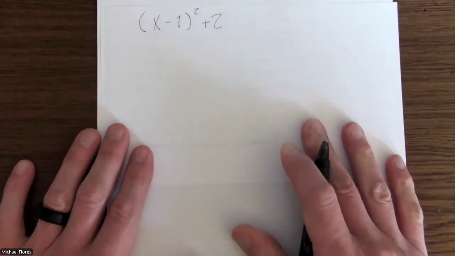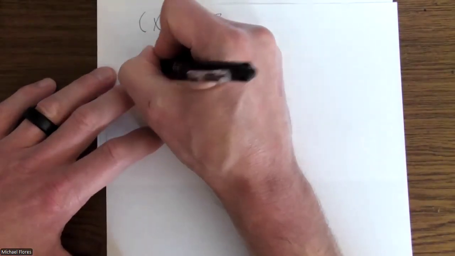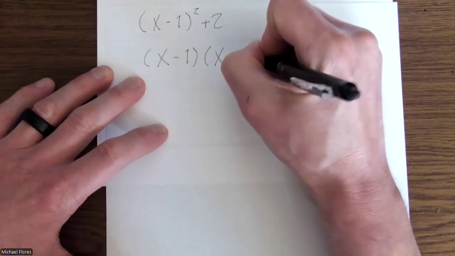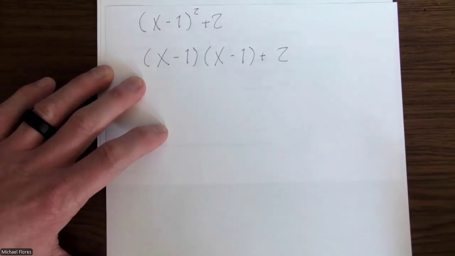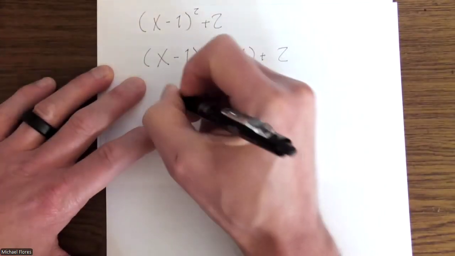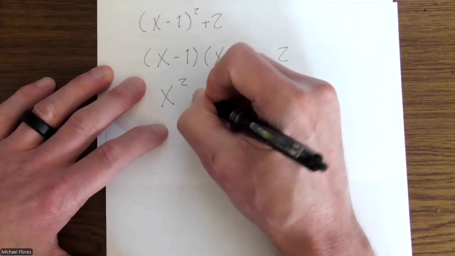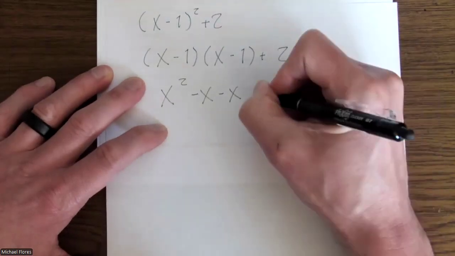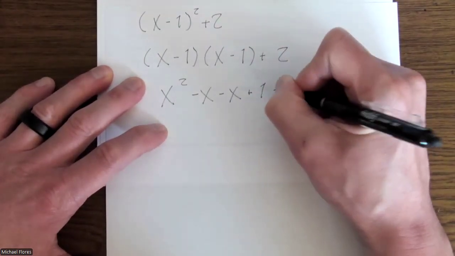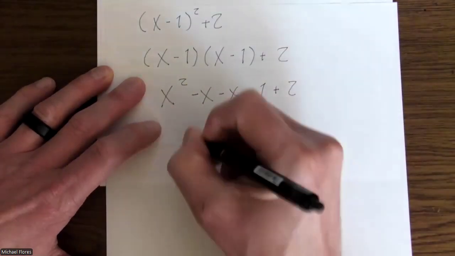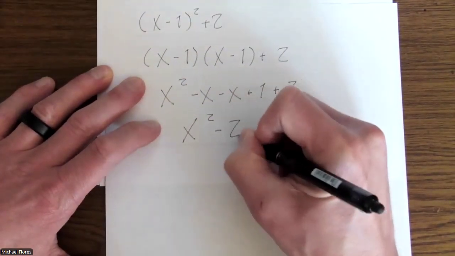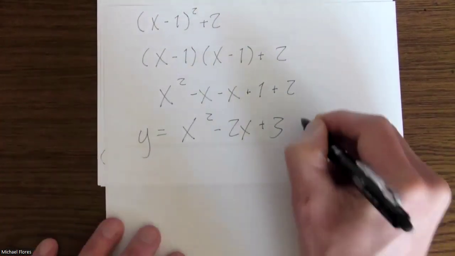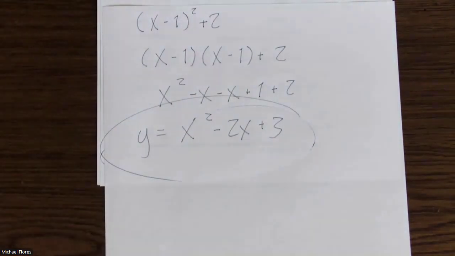Okay, so here was our function in vertex form. You're going to have to take that parentheses that's being squared and write it twice, because anything that's being squared means you have two of the exact same thing. Now we're going to have to FOIL: x times x, x times -1, -1 times x, -1 times -1. Bring down the +2. And now combine like terms. And just put y equals in front of that. Now we have converted it to standard or general form.